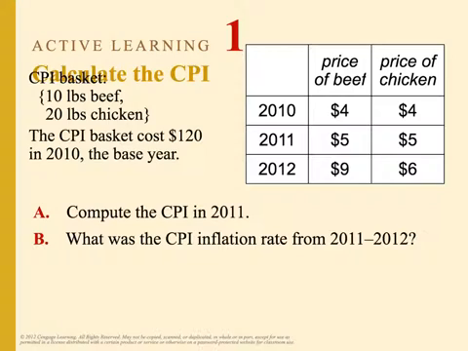Okay, so now that we've illustrated how to do it, let's have you try it on your own, and then I'm going to work it out in the next slides. So here our basket, 10 pounds of beef, 20 pounds of chicken. The CPI costs 120 in 2010, so they gave us what the base year is, and again, base year being the first year that you're given. They're asking us to compute the CPI in 2011, and then the inflation rate from 2011 to 2012. So I'm going to go ahead and work that out in the next slide. Why don't you go ahead and work it out here, and then we'll check your answers.